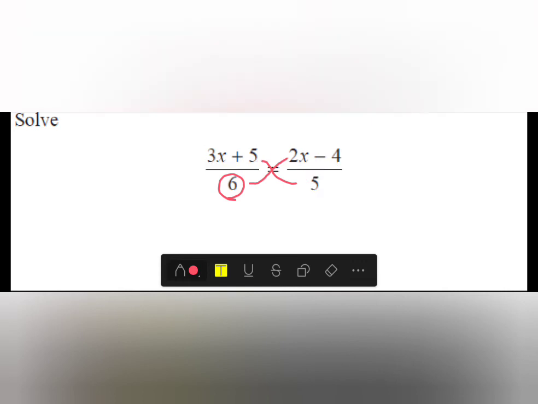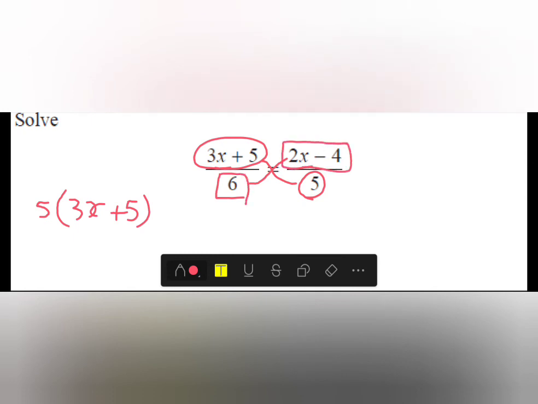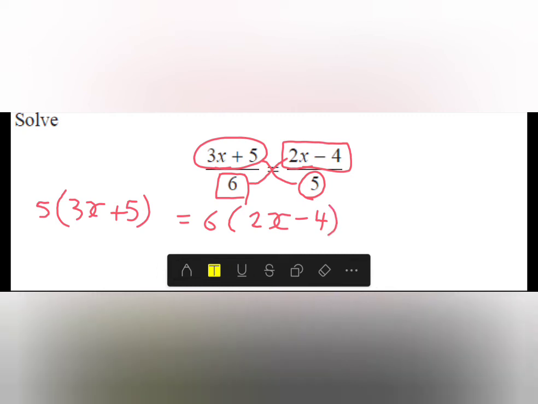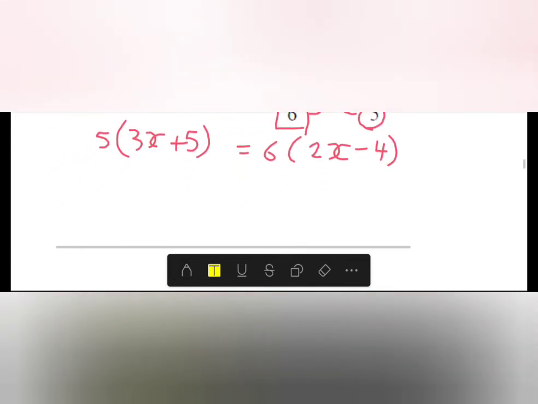So I'm going to start with this part here, 5 with the 3x plus 5. I will write it like this, 5 bracket 3x plus 5. And then same idea with the 6. I will write it as a bracket. And I will write the equal sign, of course. So 6 bracket 2x minus 4. And I'll close the bracket. Now, I'm gonna factorize these two and then try to solve the equation.